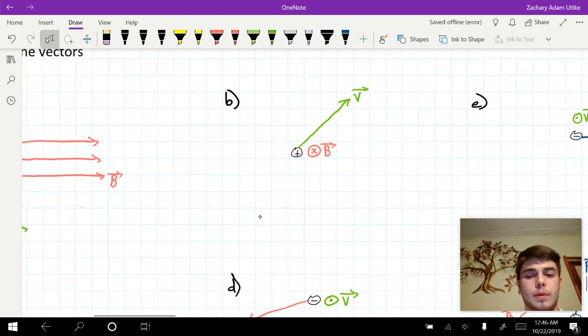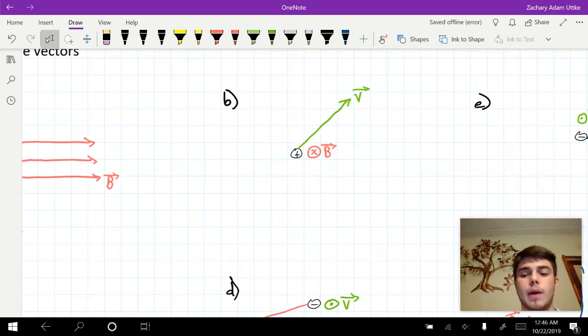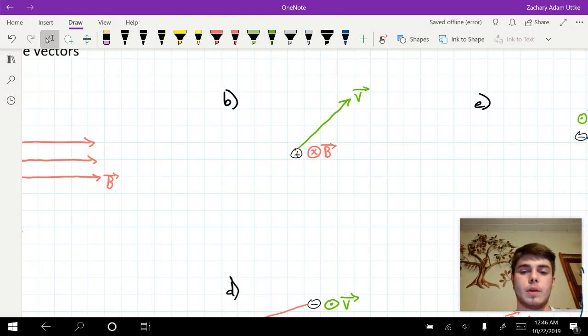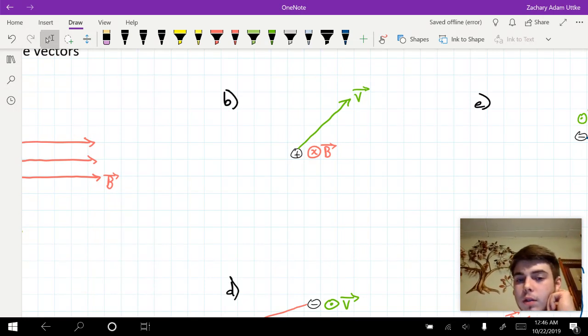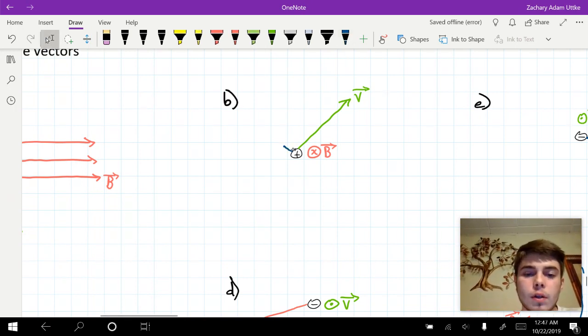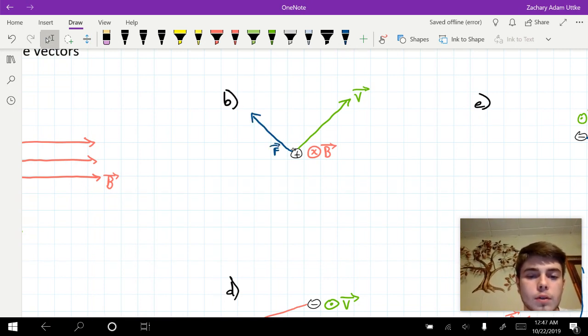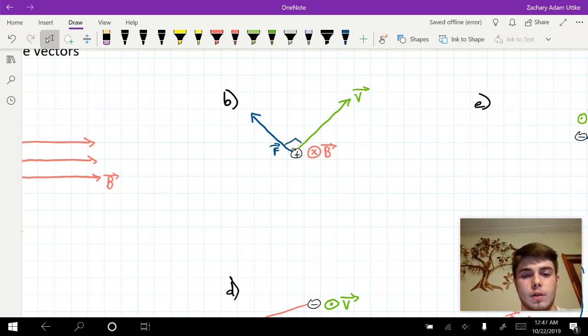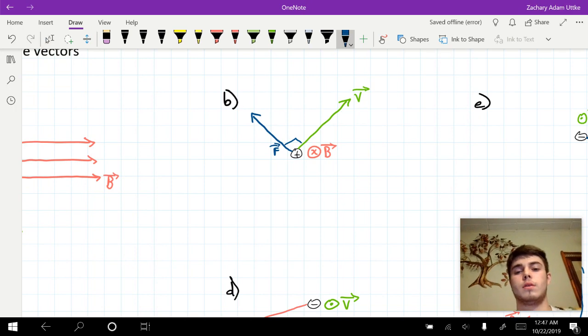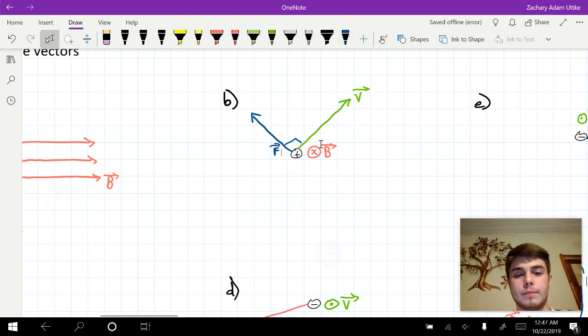And now let's look at B. So we have a positively charged particle. We have the velocity directing up and to the right, the magnetic field going into the page. So if we were to draw the vector of force, it would be like this. This would be the force on that particle. And the force is perpendicular to the velocity and the magnetic field.